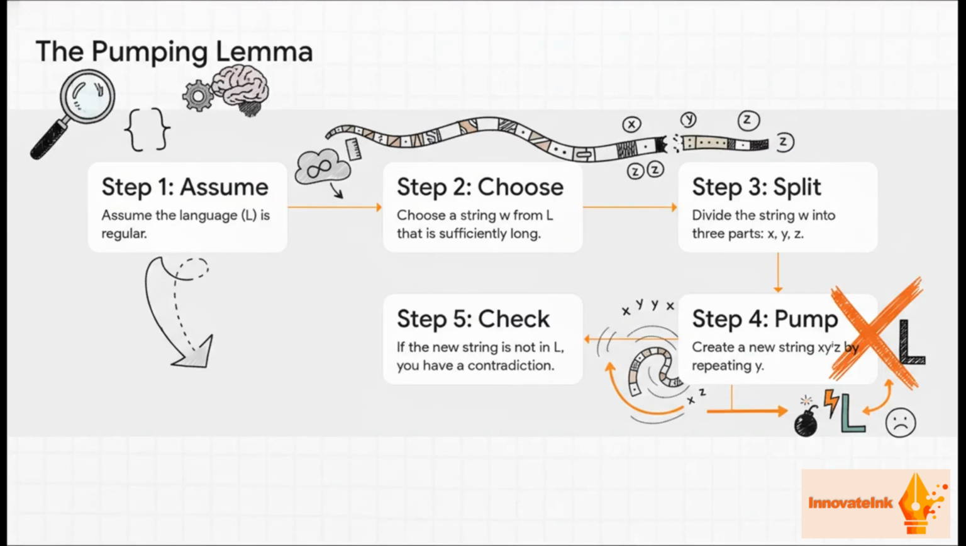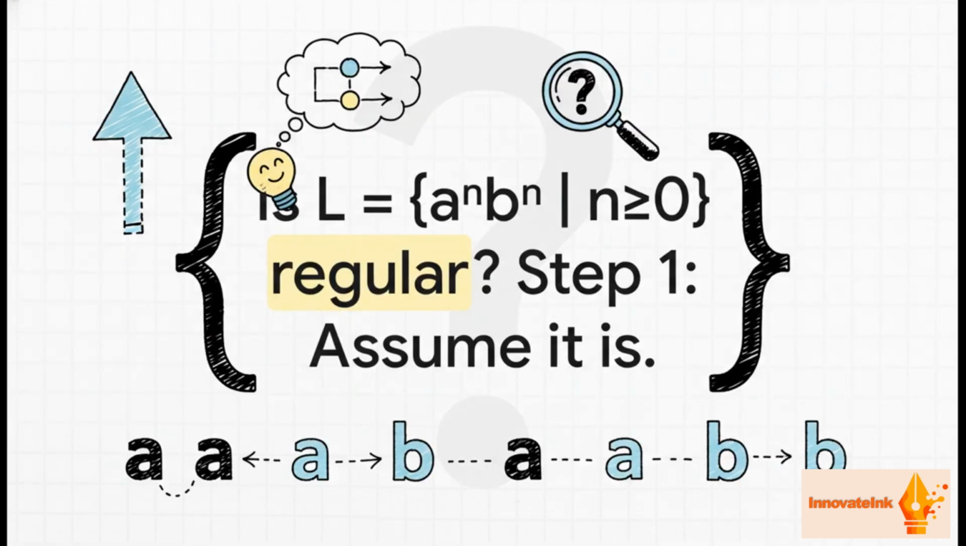Okay, so here's our game plan. First, we pretend the language we're testing is regular. We're basically setting a trap. Then, we pick a really long string from that language. We chop that string into 3 pieces, x, y, and z. And here's the key move, step 4. We pump that middle y section by repeating it over and over. If even one of those new pumped-up strings is no longer in our original language, we've found a contradiction. We win.